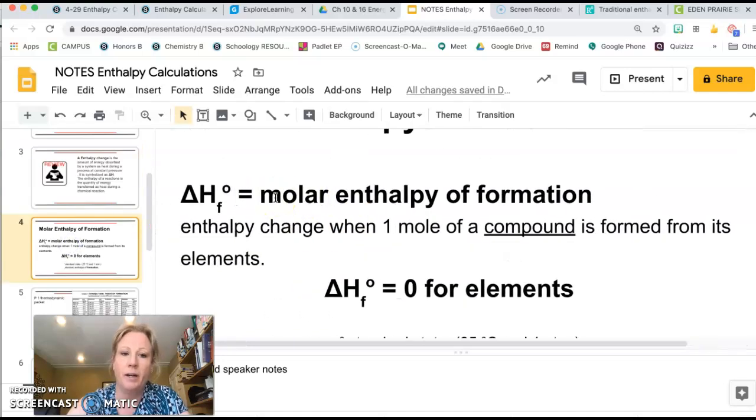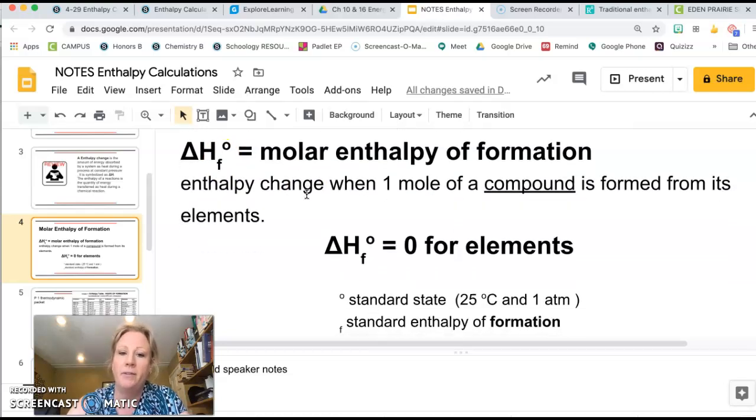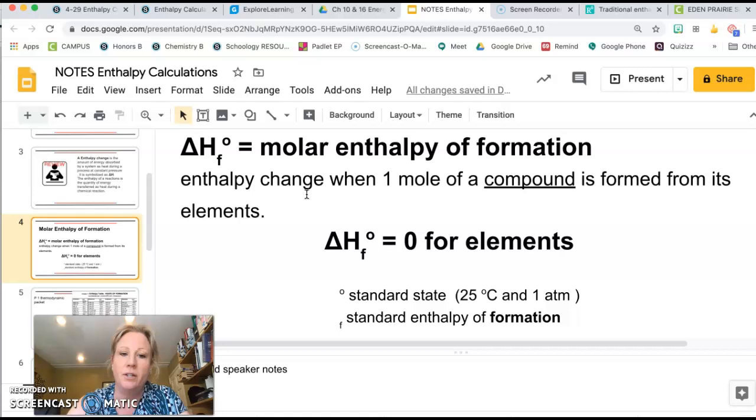So this is the new part. The molar heat or enthalpy change of formation. And this is something you can find in your thermodynamic packet, page 1. This is the amount of energy change when 1 mole of a compound is formed. So that's why it's formation, f, from its elements.